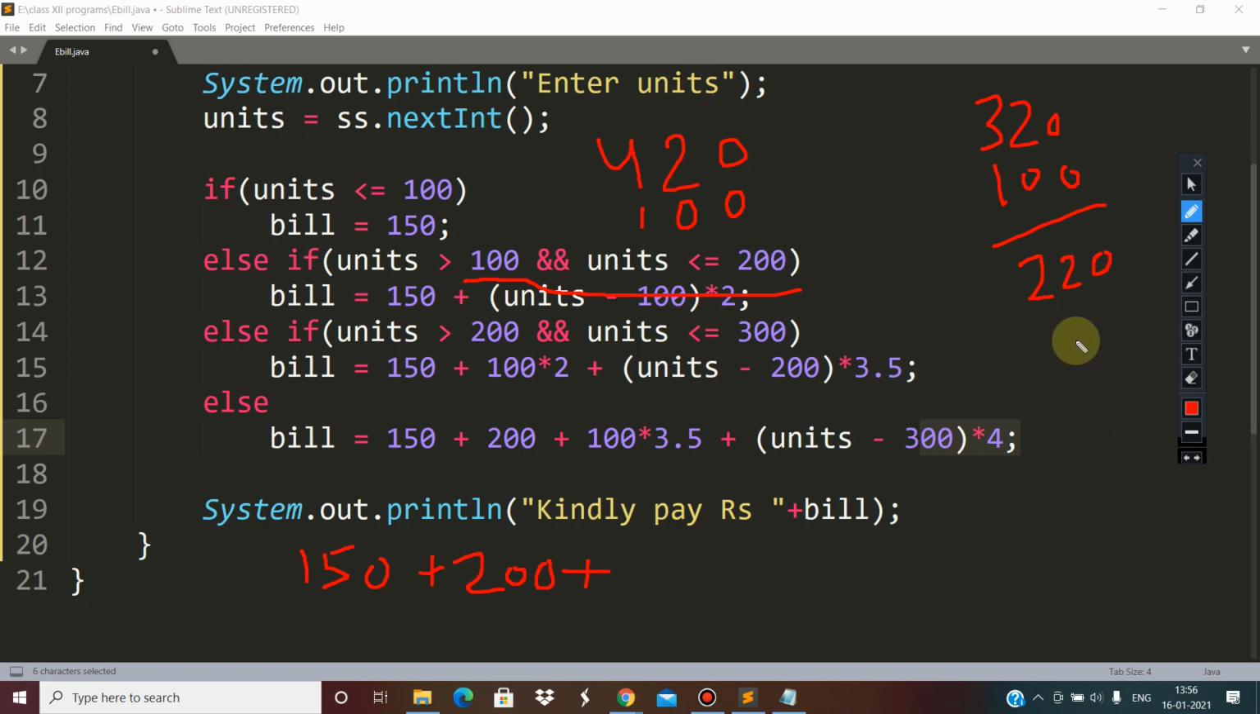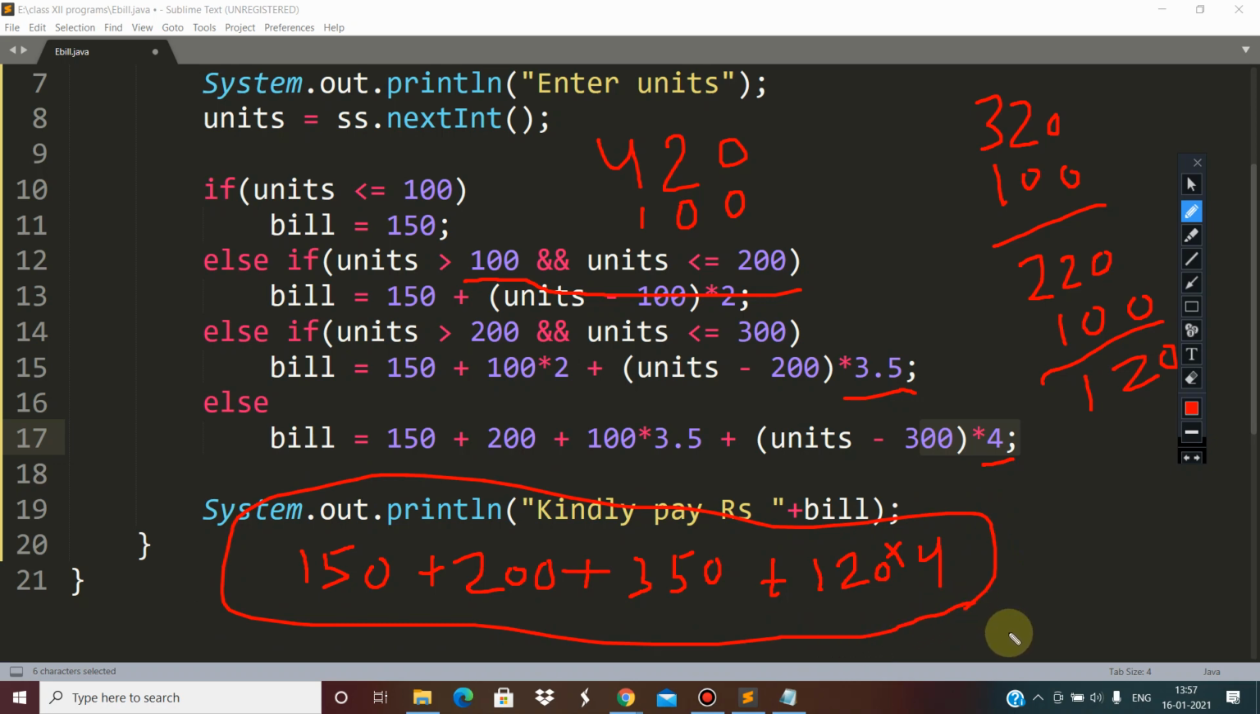Now for the next 100 units, the rate now changes from 2 to rupees 3.5. So it is 350. So here I have subtracted again 100. And what is left? It is 120, which is more than 300, and the rate is 4. So plus 120 into 4, 480. Add all these values together and you will get the final bill. 1180.